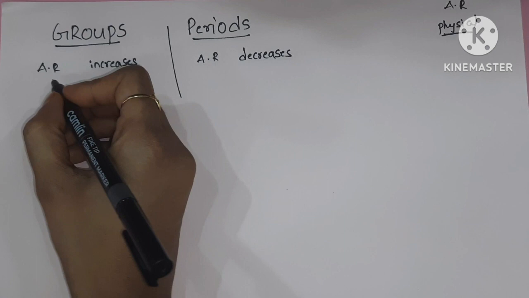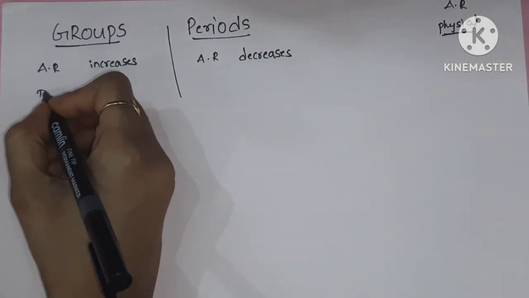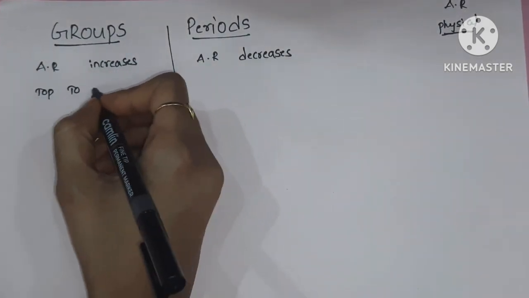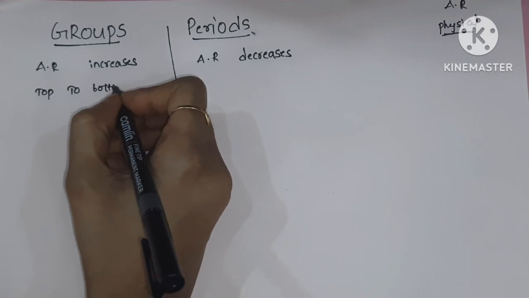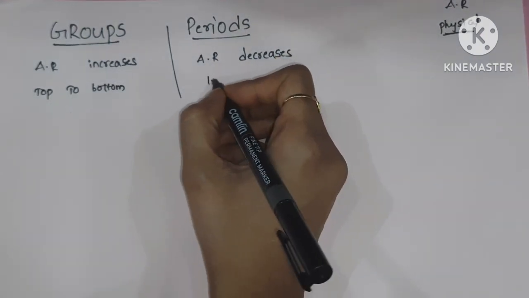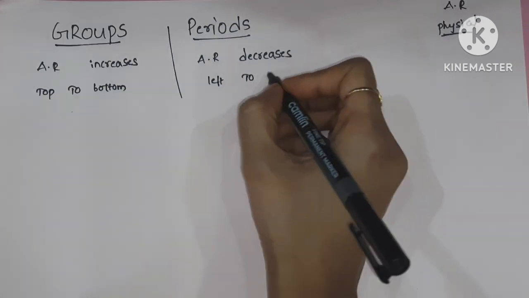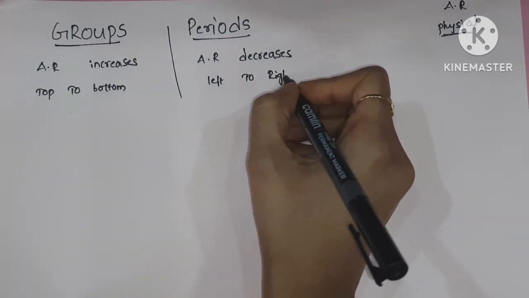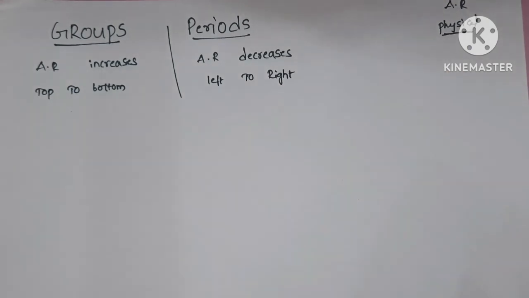Why? Because atomic radius increases from top to bottom. Atomic radius decreases from left to right. Let us discuss this.